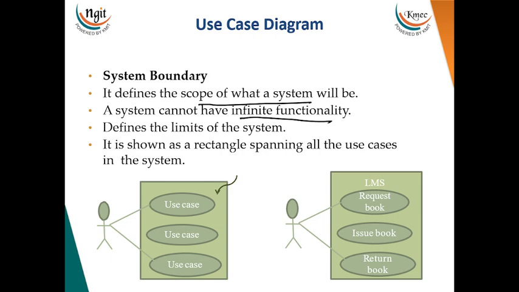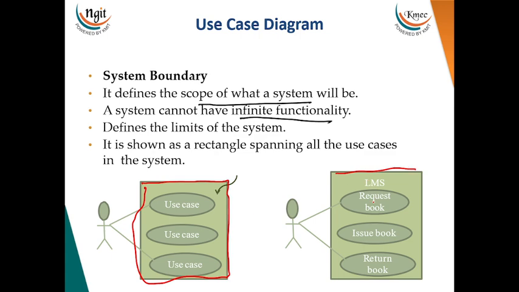Then system boundaries. It defines the scope, what the system will do. The system cannot have infinite functions. It defines the limit of the system. It shows all the use cases in a rectangular box. This is your system boundary.